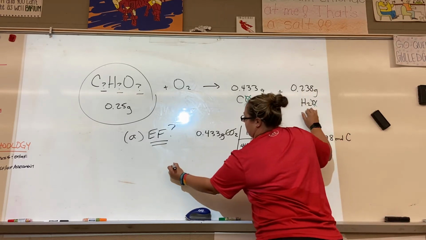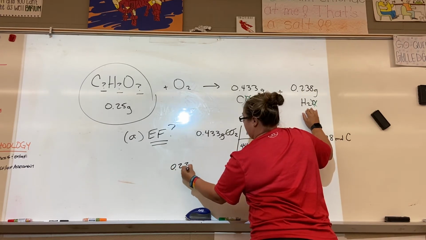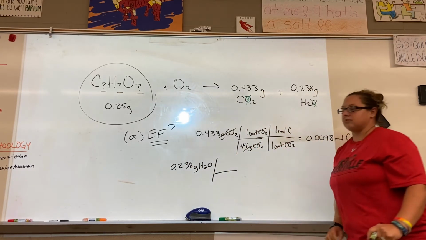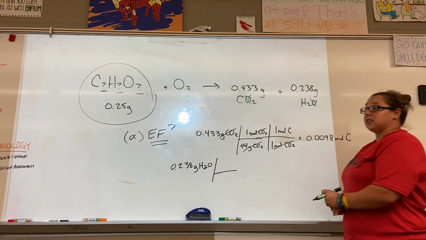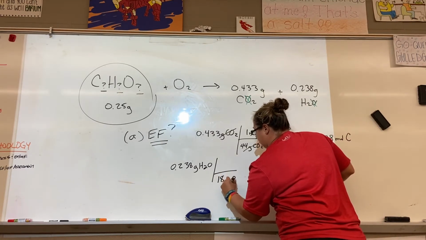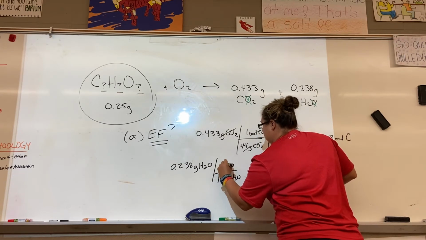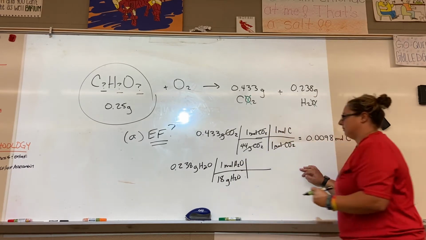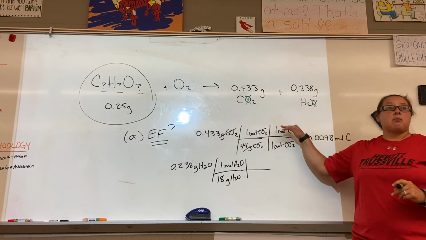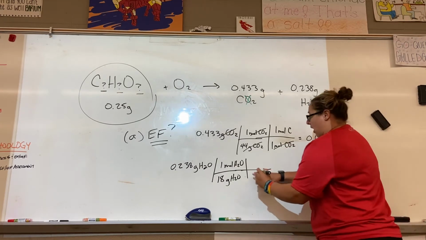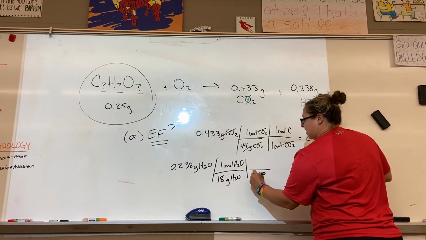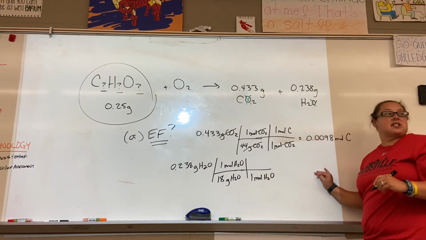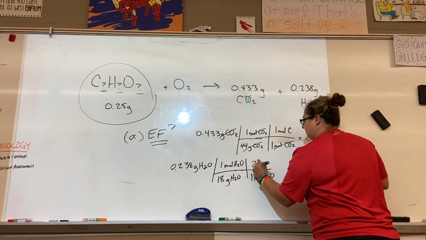So I'm going to start with 0.238 grams of H2O. And we're going to get into moles first, right? So 18 grams of H2O is equal to 1 mole of H2O. Then just like before, we're going to work a mole-to-mole ratio, right? So I want to get rid of H2O, so that's going to go on the bottom. 1 mole of H2O has how many hydrogens in it, guys? 2. Very good. Y'all are doing great with this.